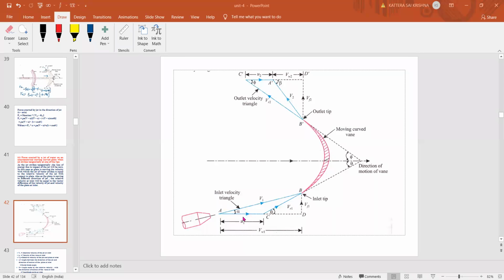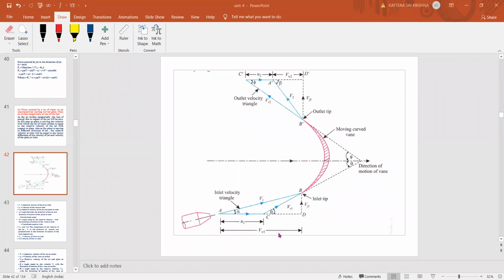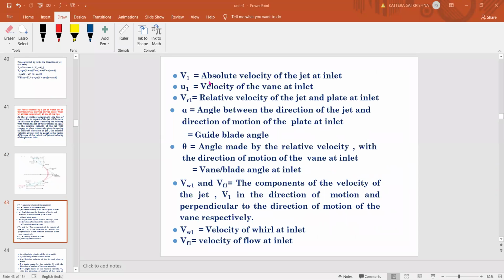Okay, so these are the inlet velocity triangle here and the outlet velocity triangle. These are all the things I have said here. What is alpha, theta, V1, U1, VR1, VF1, and VW1? That is all written here, right? So V1 is the absolute velocity of the jet at inlet.